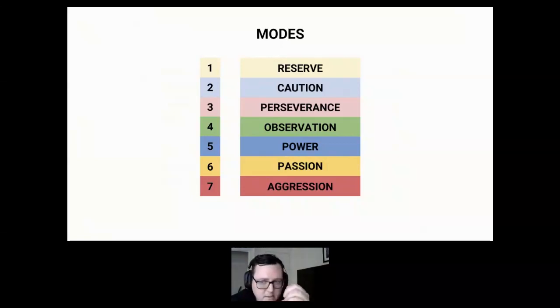So the different roles gravitate towards these different modes in different ways. The roles that are the most ordinal, which are server, artisan, and warrior, like the more ordinal modes: reserve, caution, perseverance. And the more cardinal roles, like sage, priest, and king, like power, passion, and aggression, which are more exalted modes. So that's the overview of all the modes. I'll now describe each of them in detail.